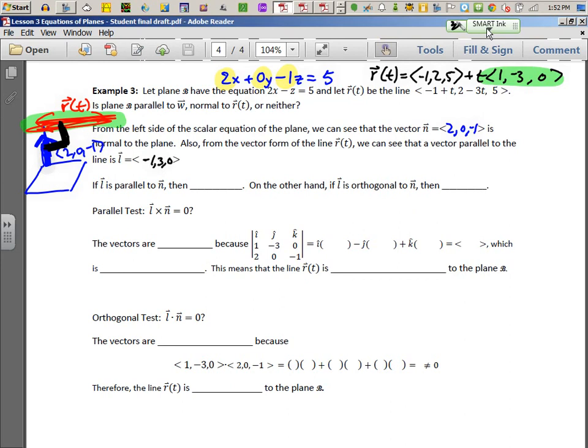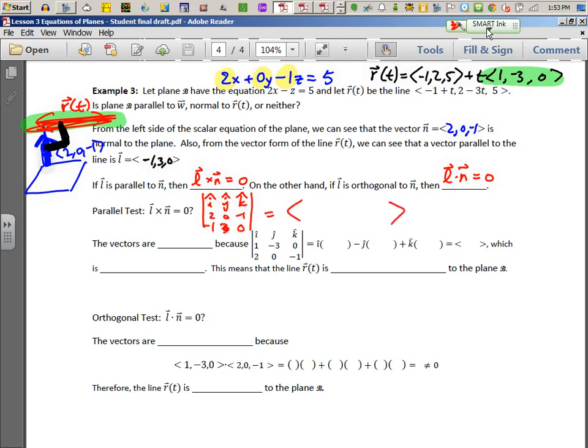If L is parallel to n, these blue and red vectors, then we would expect their cross product to be 0. If they're parallel, the cross product will be 0. So we're going to take L cross n and expect to get 0. If they're perpendicular, then we would expect their dot product to be 0. So let's check first to see if they're parallel. We're going to take i, j, k, and 2, 0, negative 1, negative 1, 3, 0.